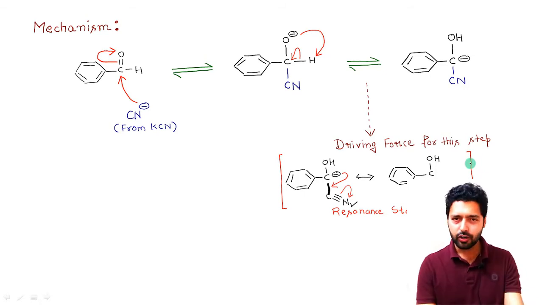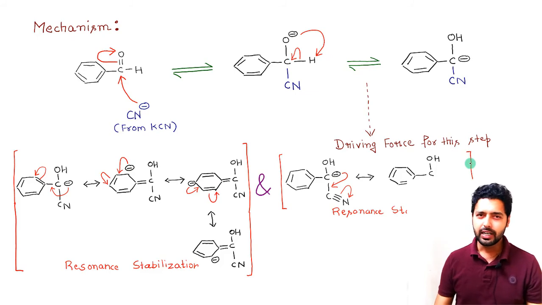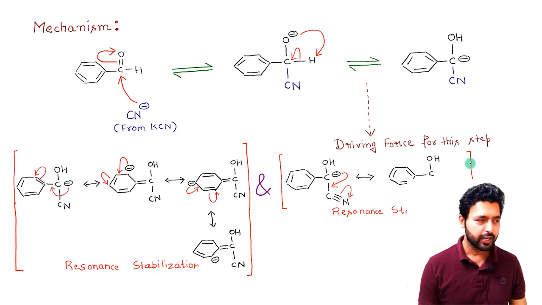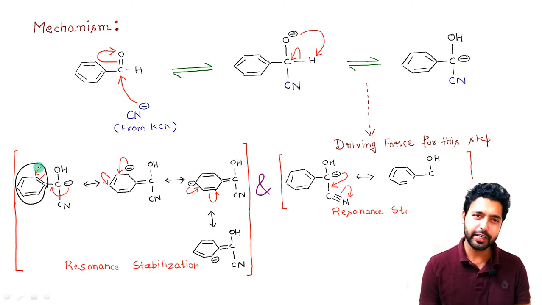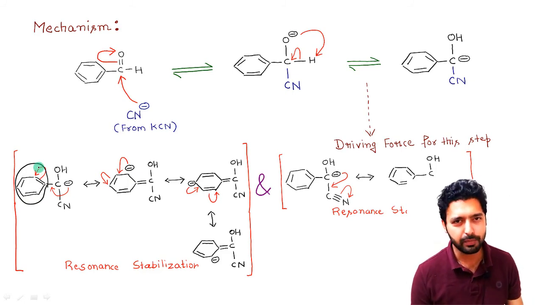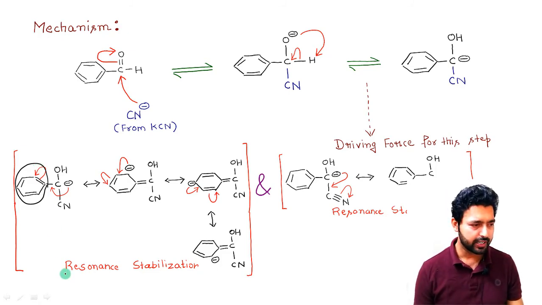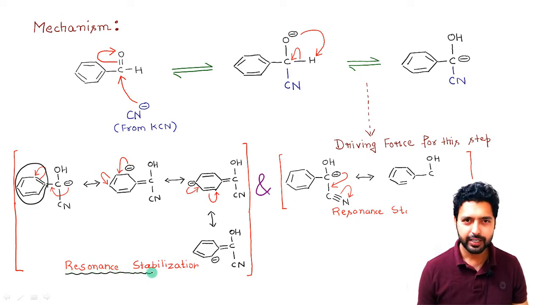Not only this, but the negative charge is also dispersed in this way because of the presence of a phenyl group in the vicinity. Once again, an electron withdrawing resonance effect takes place here, and whatever negative charge is present on the carbon atom is dispersed in this way. I can write here that resonance stabilization is taking place because of the presence of the phenyl ring.